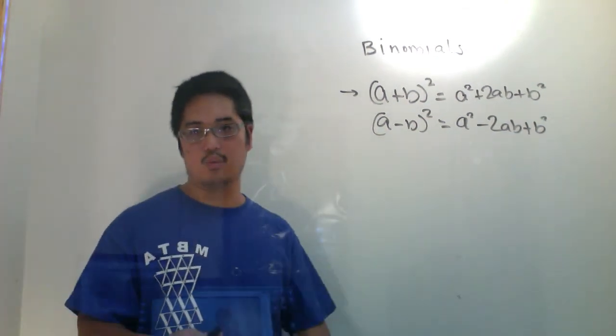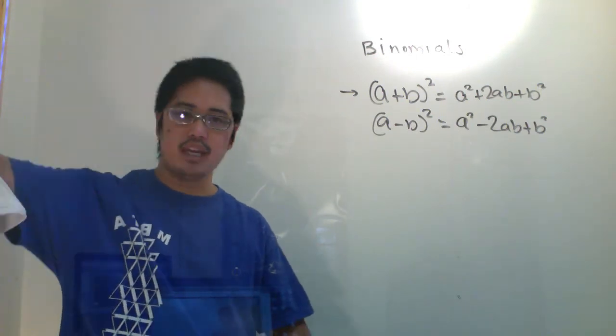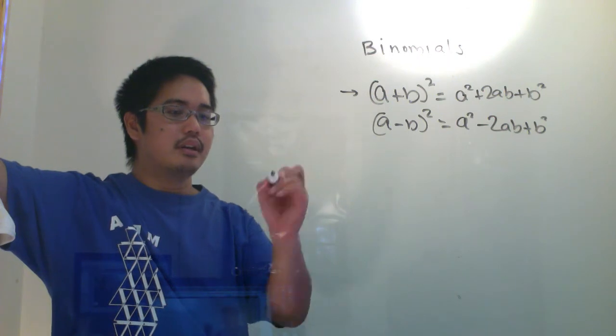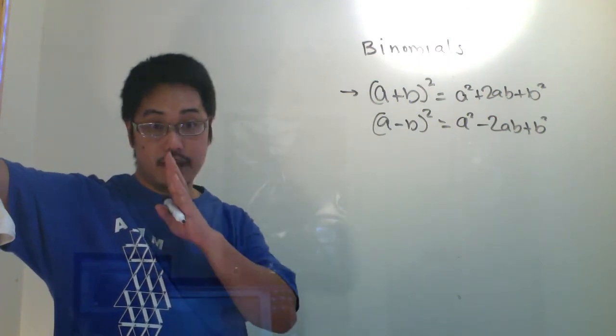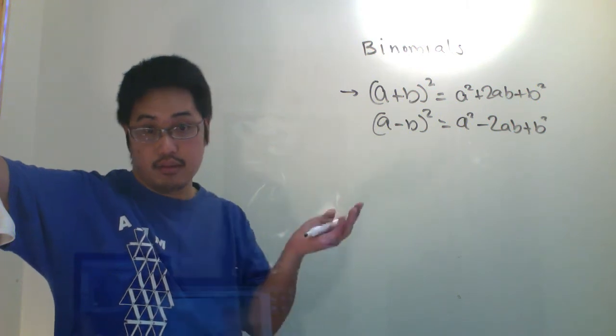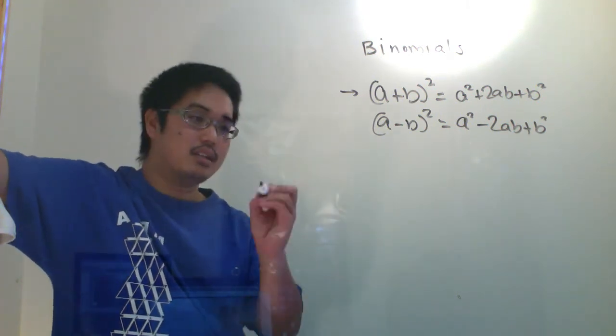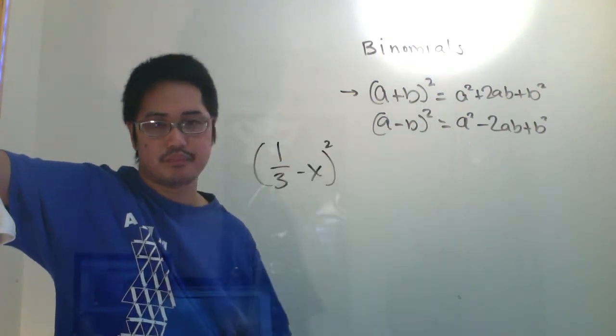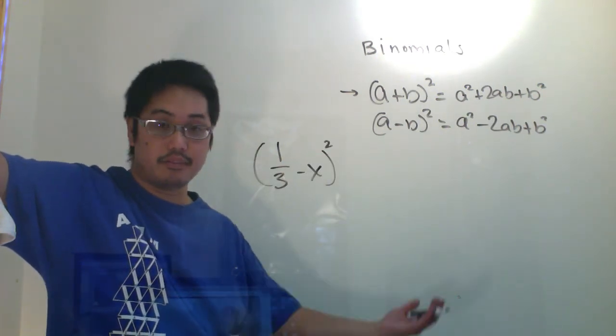What I want you to be able to do is FOIL these things out quickly. I'm going to make up a problem off the top of my head and we'll see what we can do. I've seen a problem, maybe on your physics or math final exam, that goes something like (1/3 minus x) squared. I don't know if this is the exact problem. I'm just making it up.